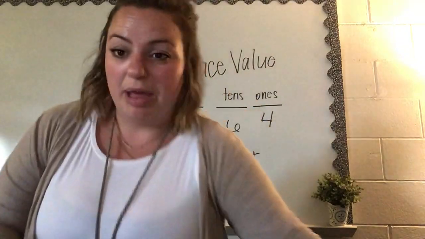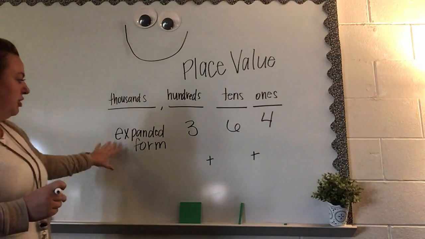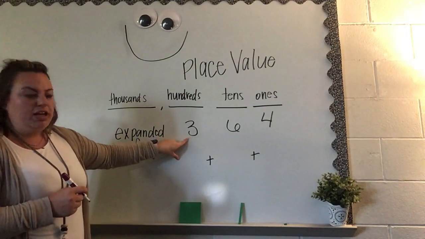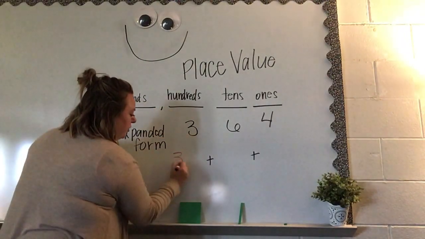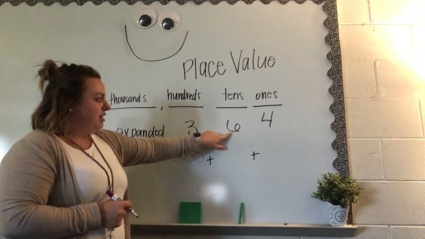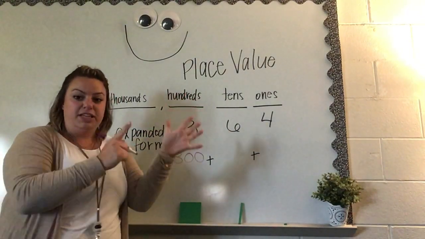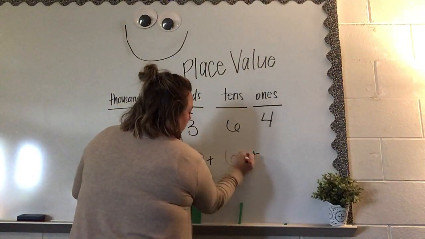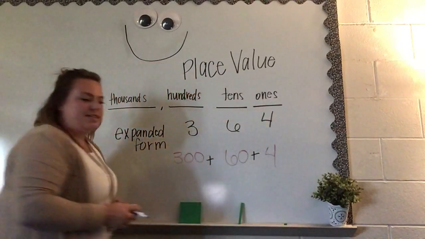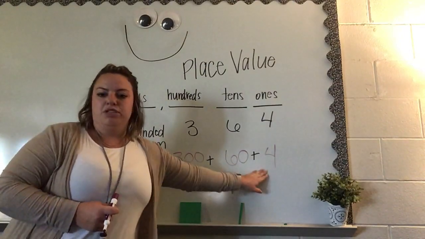All right, some of you might be clicking your head, oh, I remember this. Oh, I'm ready. So if I am going to expand this out, this digit right here, 3, this digit 3 is worth 300. This digit here, 6, this 6 is worth 6 tens. I can go 10, 20, 30, 40, 50, 60. And this digit 4 is worth 4 ones. So the expanded form of my number is 300 plus 60 plus 4.